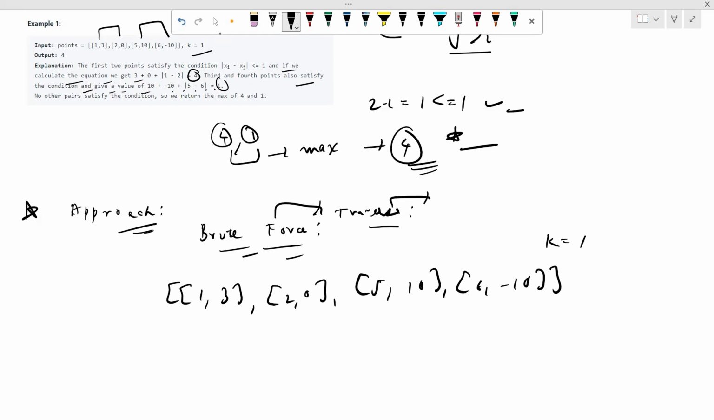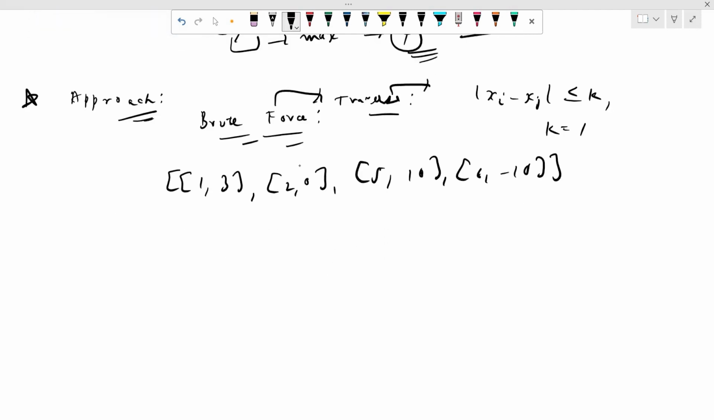By following some conditions, what are the constraints which we have? The first constraint is xi minus xj less than equal to k. So we'll traverse over this entire array, and we'll have two for loops inside this.